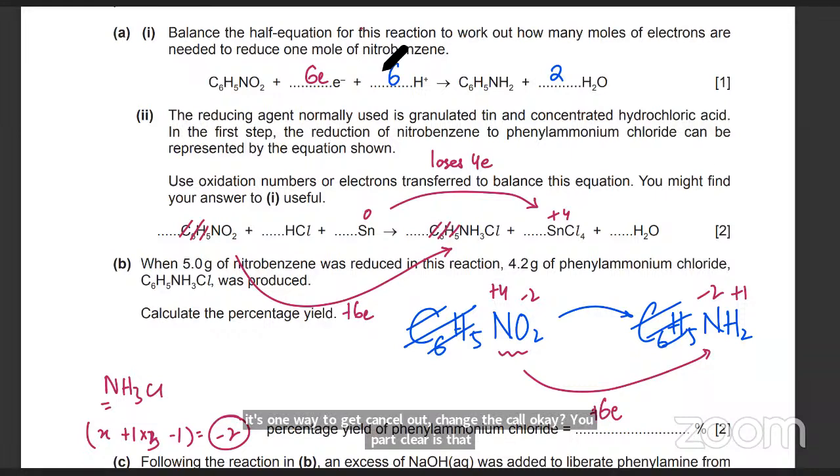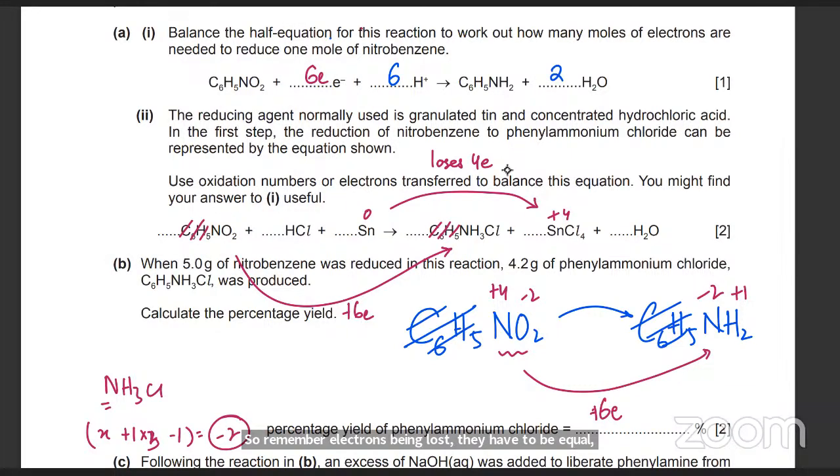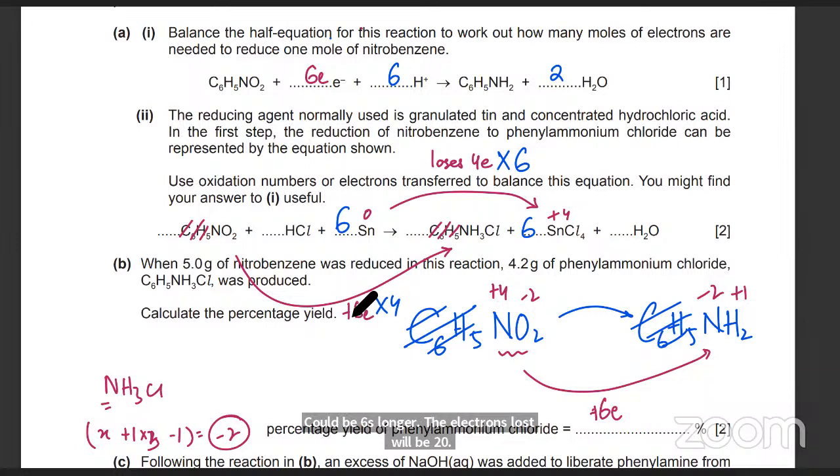अच्छा, अब अगला part है कि you have to balance it. So remember, electrons gain and loss, they have to be equal. So multiply the first equation by 6, I mean, and this by 4. So this should be 6, 10. क्योंकि 6 से करोगे तो electrons loss will be 24. If you multiply this by 4, the electrons gain will be 24 as well. So I have to multiply this by 4.